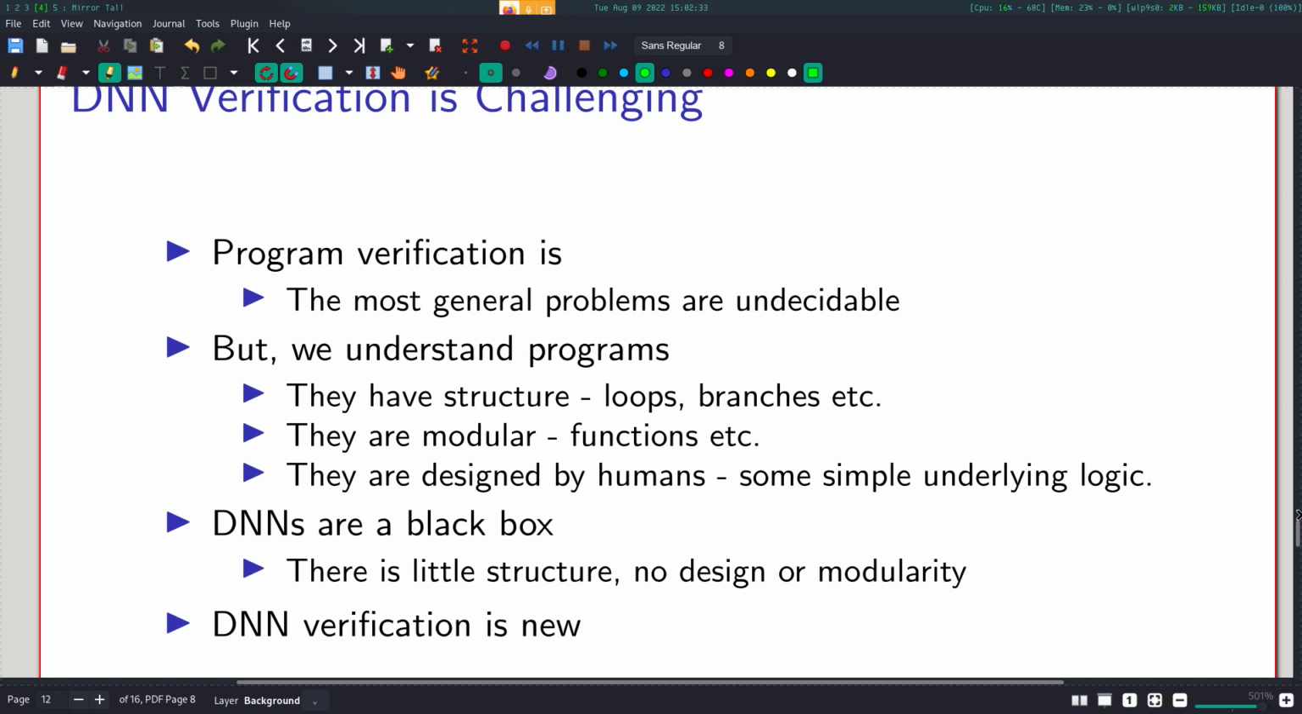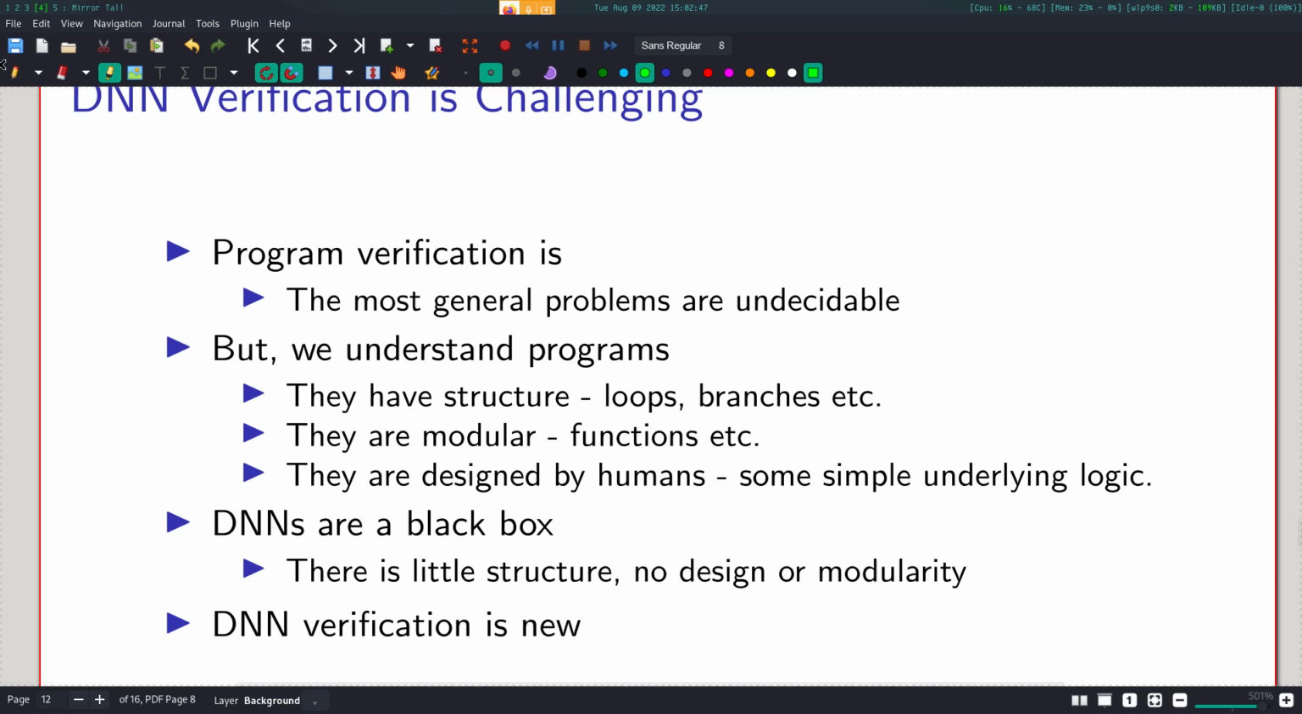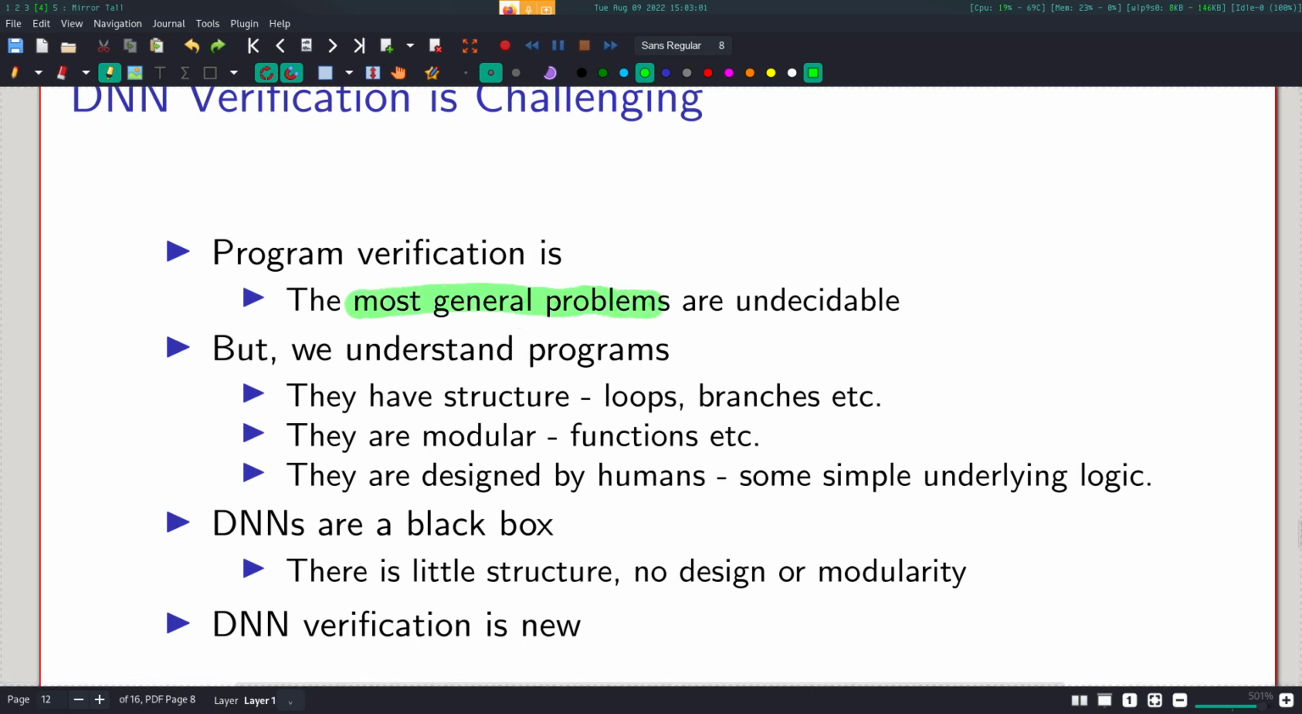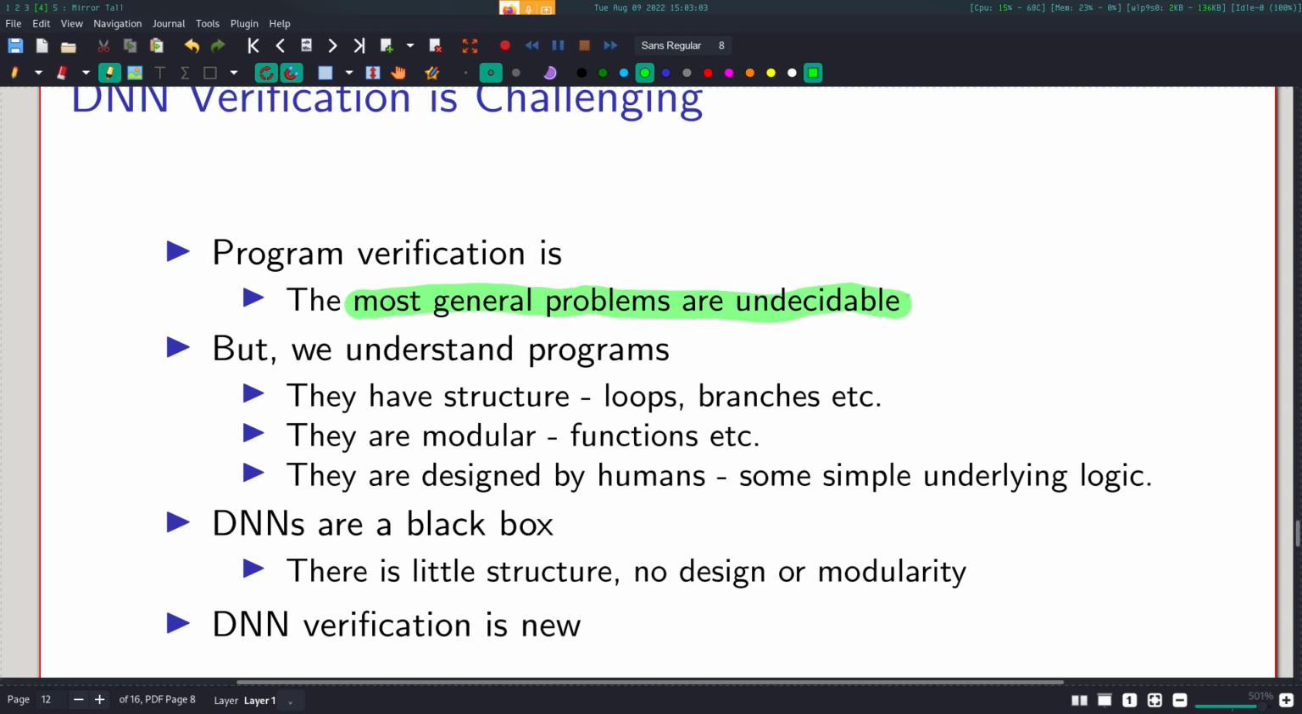So let's look at the challenges involved in neural network verification from three perspectives. One is by trying to relate it to program verification, and then there are two perspectives which are not related to program verification, right? If you try and relate to program verification, then you see program verification is very challenging. In fact, in the most general case, program verification problems are undecidable. If you consider the halting problem, that is a program verification problem, and that problem is completely undecidable.